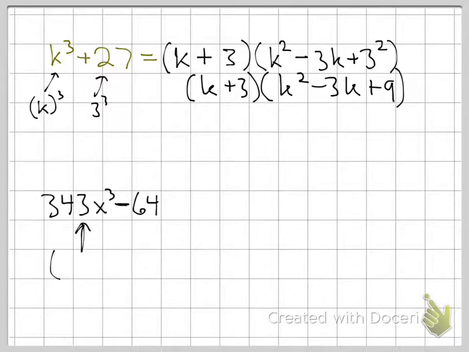What is that to the third? 7x to the third. Okay? 64 is what to the third? 4. Okay, we have the pieces we need. 7x and 4 are the ones we're going to fill it up with. Then we go back and do the signs when we're done.